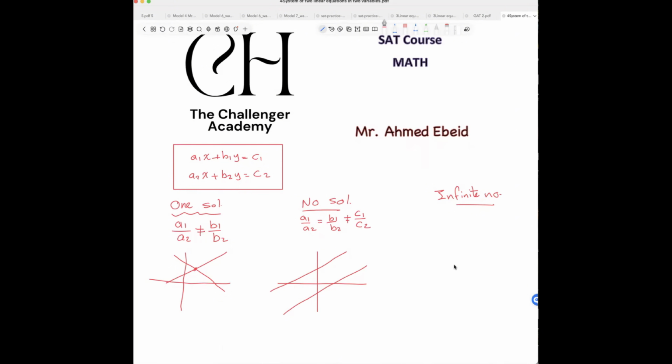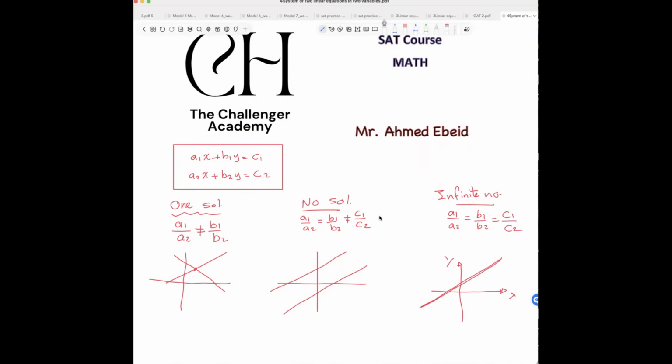The last one, if we have an infinite number of solutions, if you have two lines, this is x and this is y. The first line is a1x plus b1y equals c1, and this is the second line. So they are the same line. In this case, the coefficients are proportional. So a1 over a2 equals b1 over b2 equals c1 over c2.